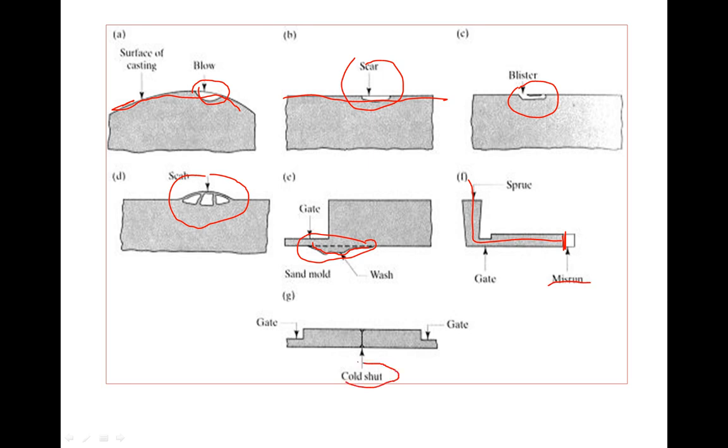Cold shut is when the metal does not reach this portion. Previously it solidified at this end, and when the molten metal reaches this portion, it solidifies at this end. This portion is not filled up with the molten metal. So such a defect is called a cold shut.